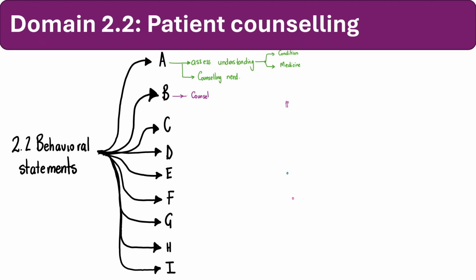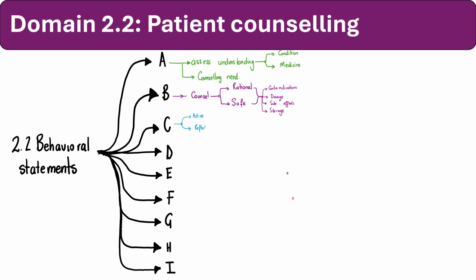Behavioral statement B is about counseling. When you counsel the patient, you need to provide information on the rational use as well as on the safe use of medication. In this case, you could provide information on the contraindications of the medication. You could provide information on the dosage, the side effects that they can experience, and how they are supposed to be storing the medication.